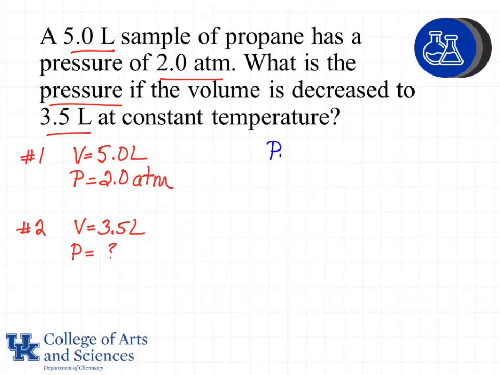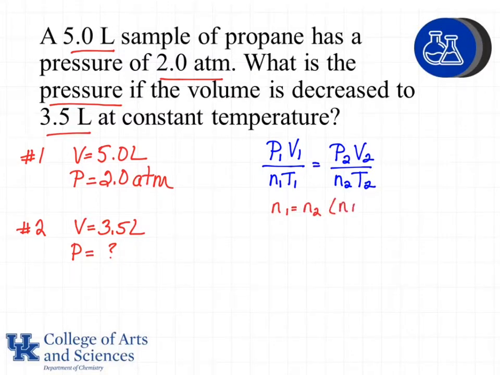So we're going to start with our combined gas law. P1V1 over N1T1 equals P2V2 over N2T2. The first thing I realize is that I have P and V data, but I have nothing about N or T, so I have no numbers to put in for those. However, the way we talk about N1 and N2, we see that N is a constant.